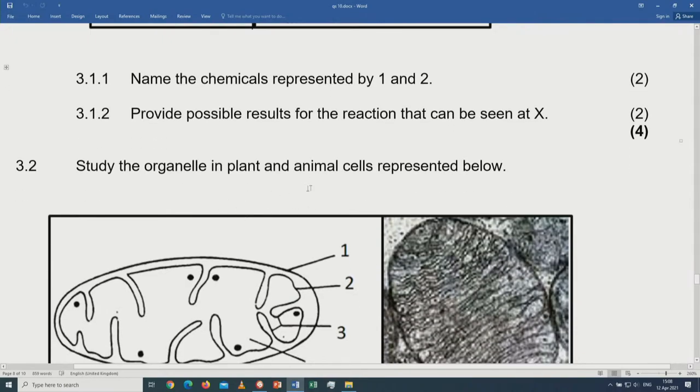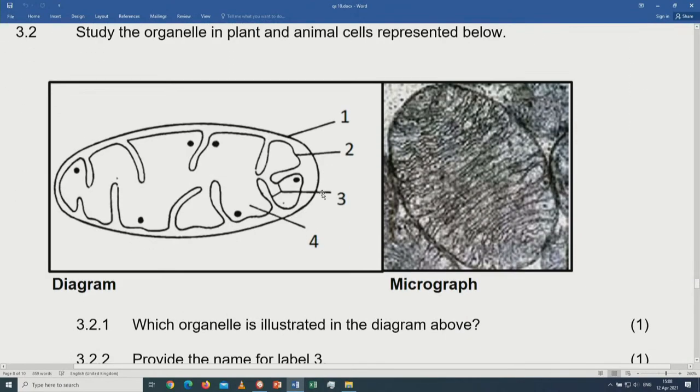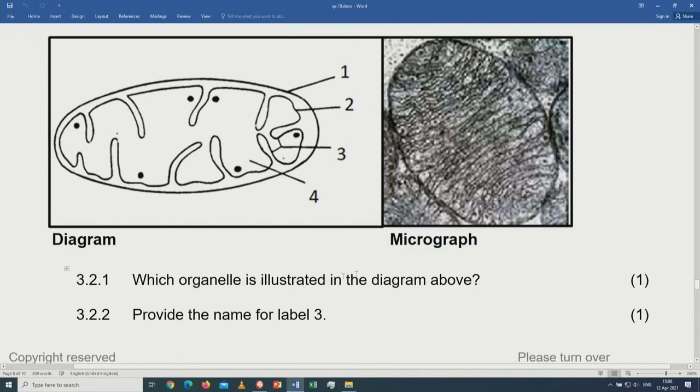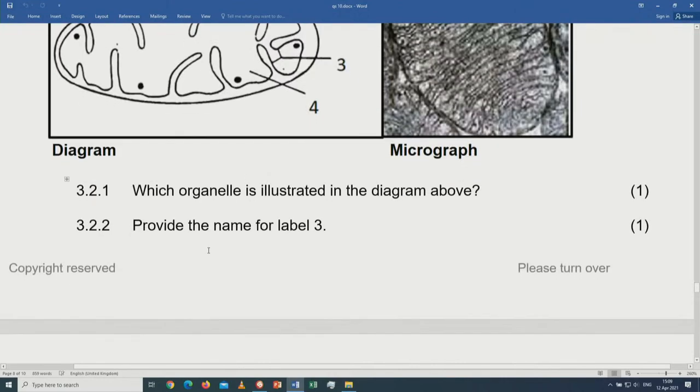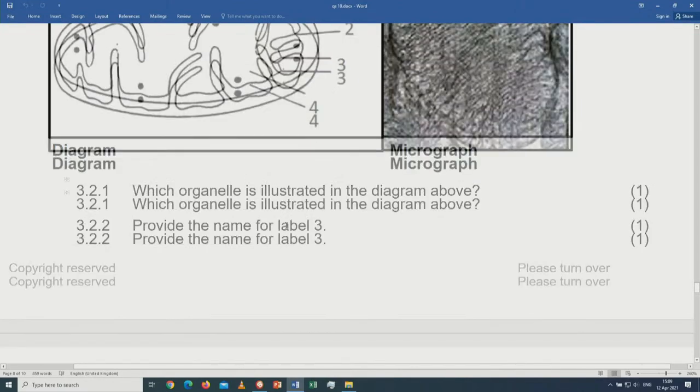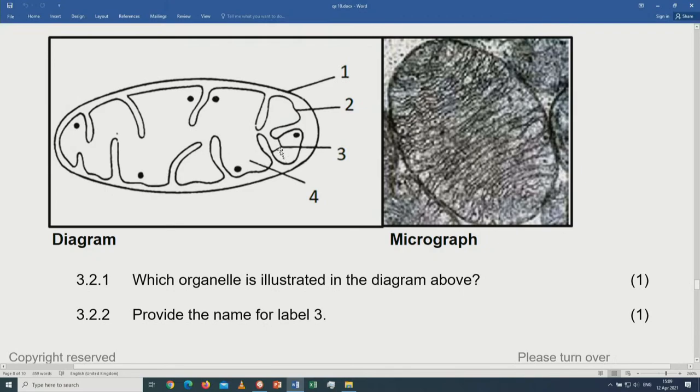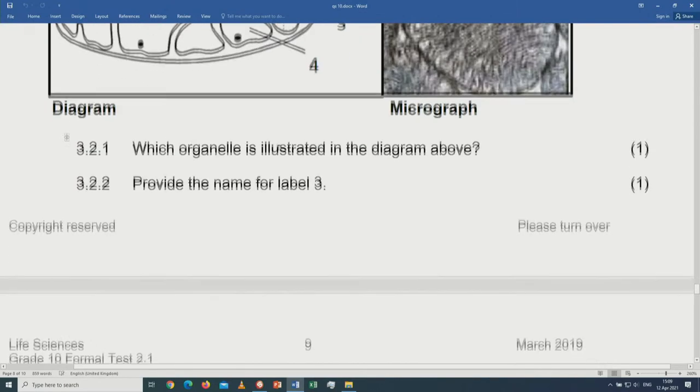Study the organelles in plant and animal cells represented below. Which organelle is illustrated in the diagram above? The organelle is the mitochondrion. It has a double membrane, as you can see. The inner membrane is folded to form the cristae. Provide the names for label 3. Okay, as I've said, it is the cristae.